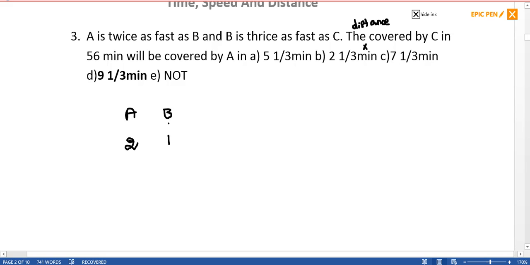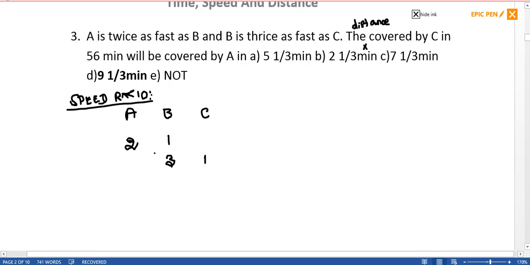And between B and C, B is thrice as fast as C. So if C's speed is 1, B's speed is 3. So B is thrice as fast as C. So all these things are my speed ratio.